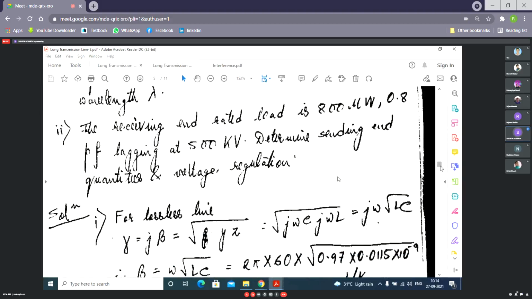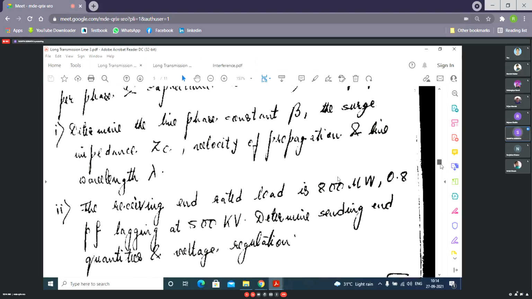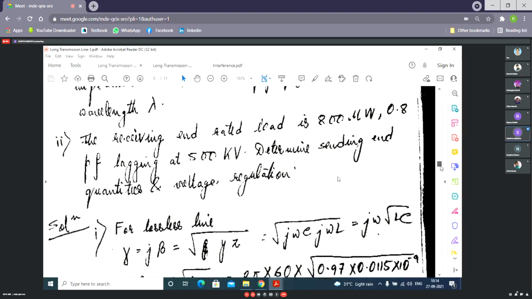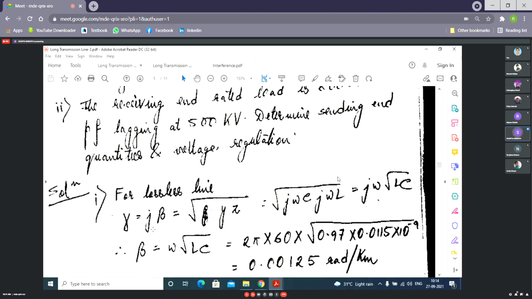So what is actually, you need to find out beta. You know beta is actually the imaginary part of gamma. So what is gamma? Gamma is root over YZ. So there is no real term. So this whole thing will be beta equal to omega root LC. So L, C, omega, all are given. You can find out beta. Don't forget to write the unit. Otherwise, maybe 50% marks can maybe be deducted. Okay, this is very important.